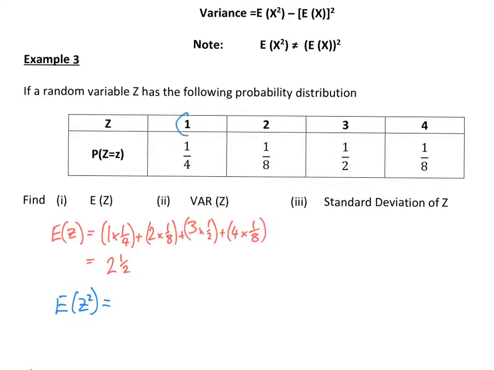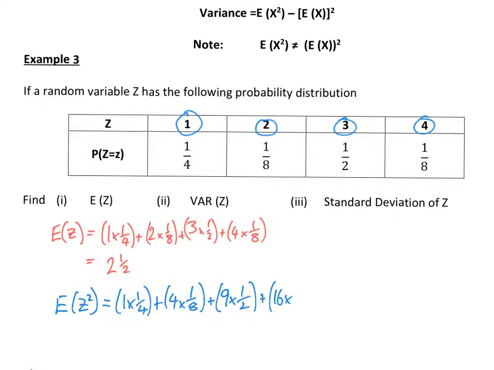Well, if z is 1, z squared is 1. And so z squared is 1 multiplied by the probability that goes with it, 1/4. When z is 2, z squared is 4. And we're going to multiply that by the probability that goes with it. When z is 3, z squared is 9. And we're going to multiply that by the corresponding probability. And finally, when z is 4, z squared is 16. And we multiply that by its corresponding probability.